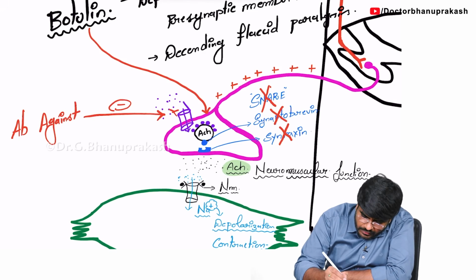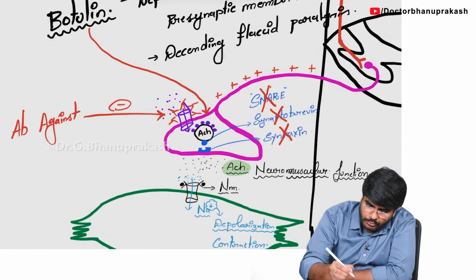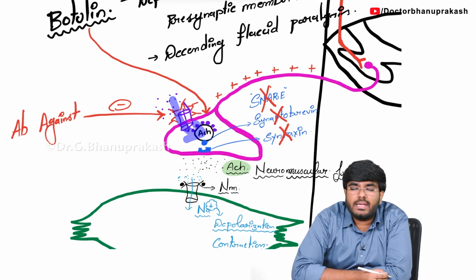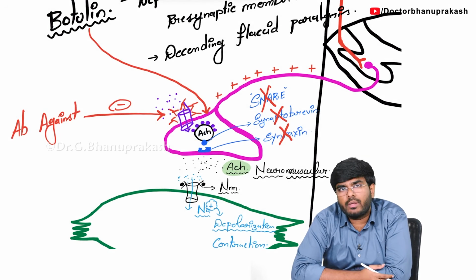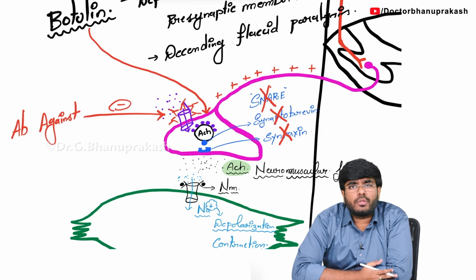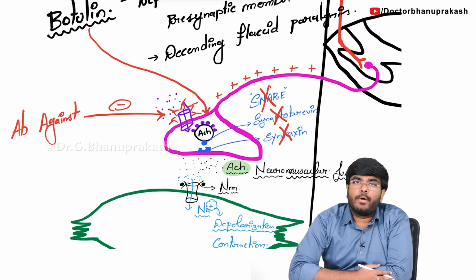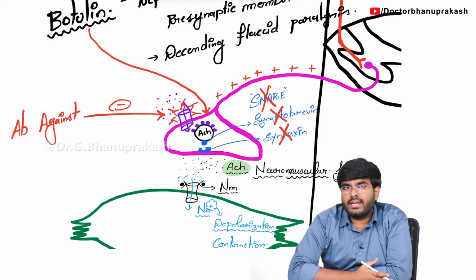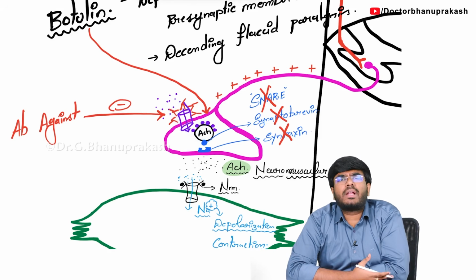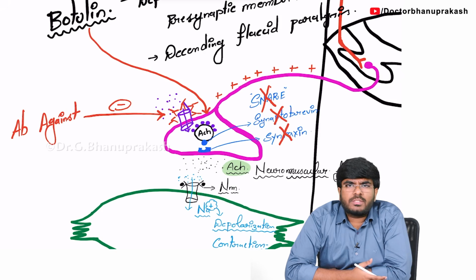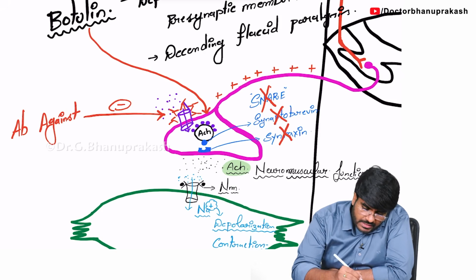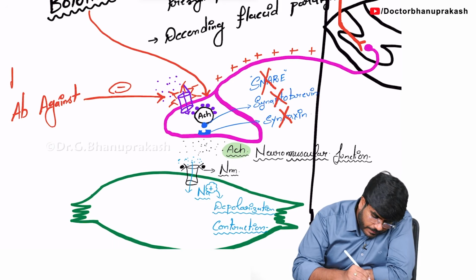Now tell me what will happen when the antibodies are attacking this voltage gated calcium channel. Do you think calcium can go into the nerve terminal easily? No, definitely not. So what will happen when calcium is unable to go into the nerve terminal easily? Do you think acetylcholine is released? No, again the release of the neurotransmitter will be affected. So what is the name of this condition? This condition is called Lambert-Eaton syndrome.